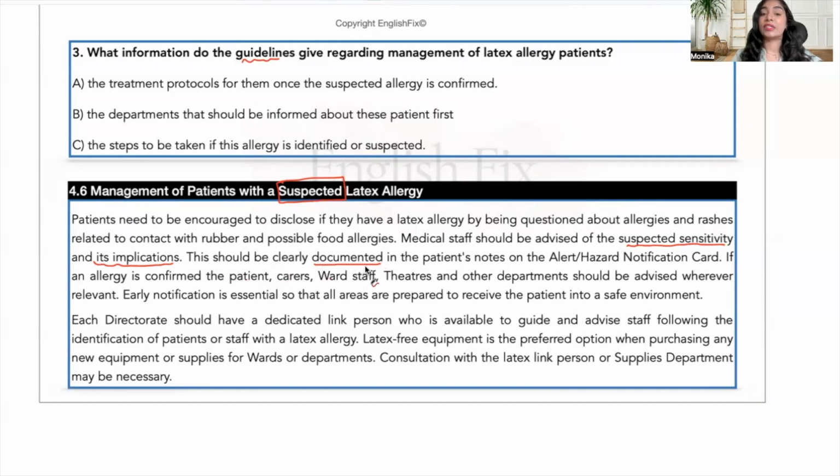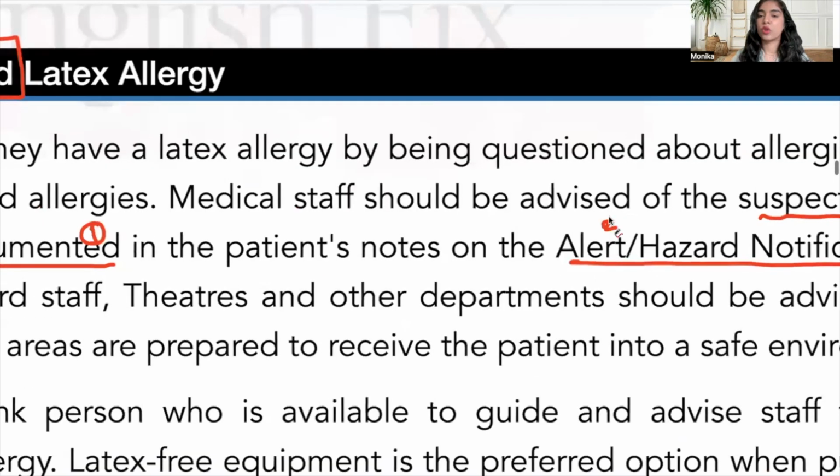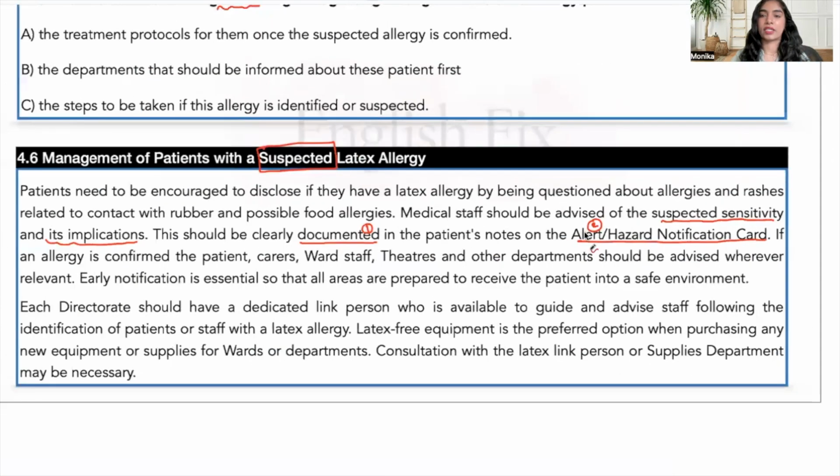Now, this should be clearly documented in the patient's notes. So in the patient's case notes, it should be very clearly mentioned that the patient has this allergy, and on the alert hazard notification card as well. So these two things have to be done. Number one, documented. Number two, this. I'm just going to write a very small number one and a very small number two to make sure that if I want to search this, I can very clearly find it.